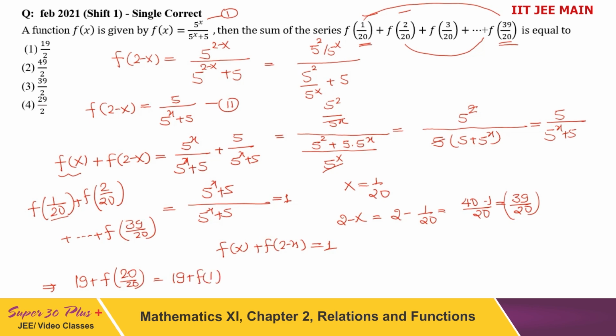Now you can find the value of f(1). If you put 1 here, then what is the value of f(1)? f(1) will become 5 to power 1 upon 5 to power 1 plus 5. It is 5 upon 10, equal to 1 by 2. Means your answer will be 19 plus 1 by 2. It is 39 by 2. Option third is the correct answer.